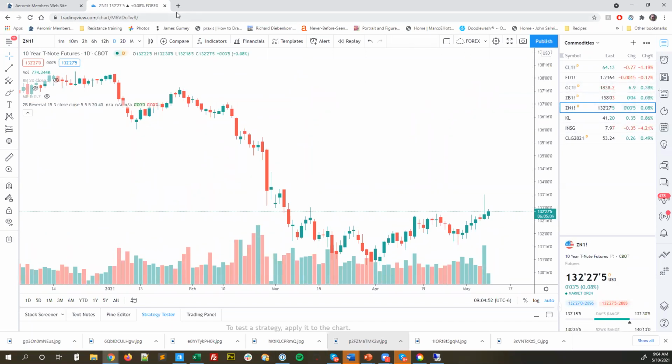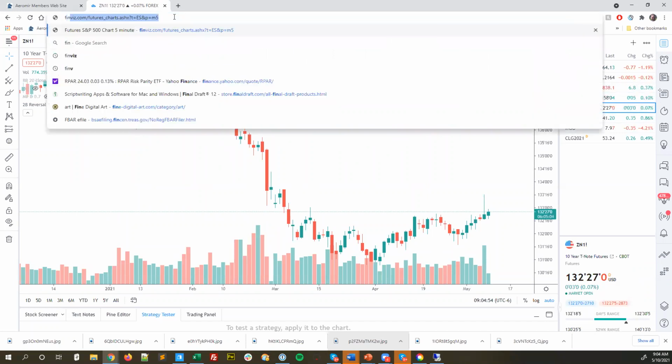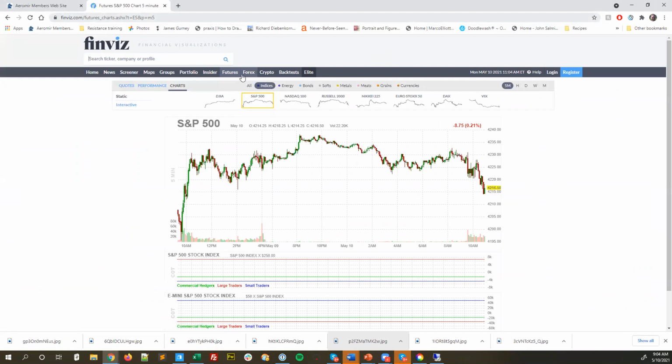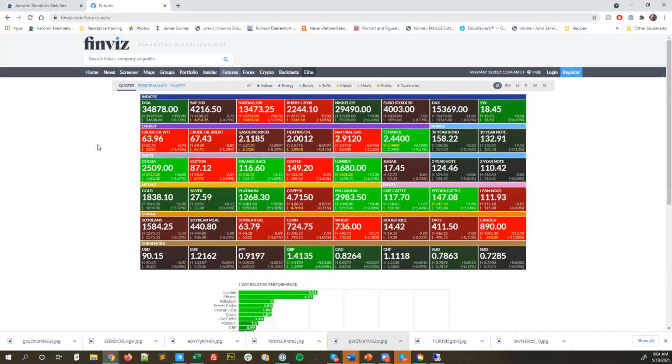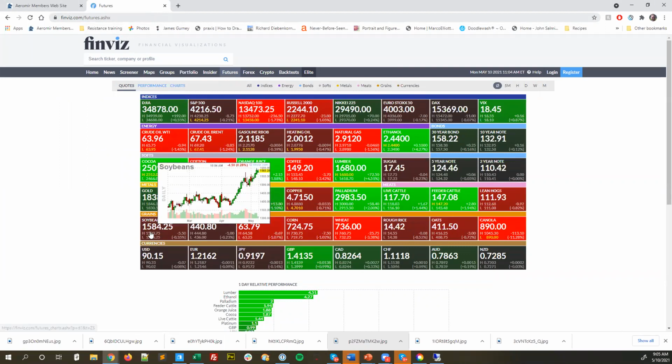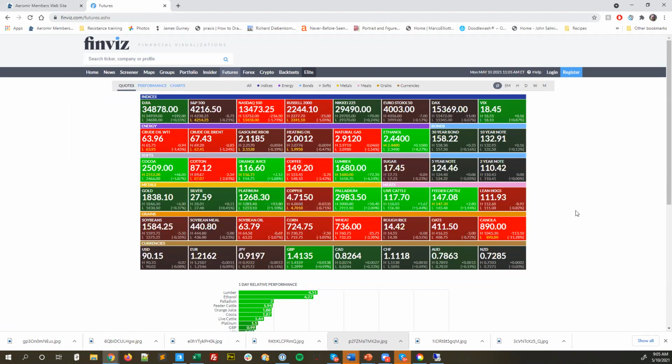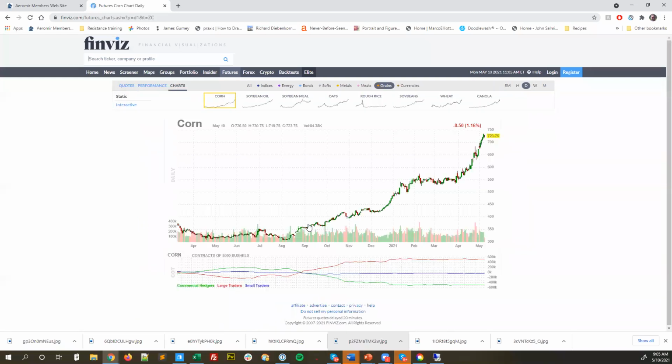Probably the best way is just FinViz. Let's see, futures. I love this chart. It's kind of one-stop shopping for everything. So grains. Let's see which one. Look at the corn chart. Corn, where are you here? Corn, there it is. Oh yeah, that's pretty impressive, isn't it?